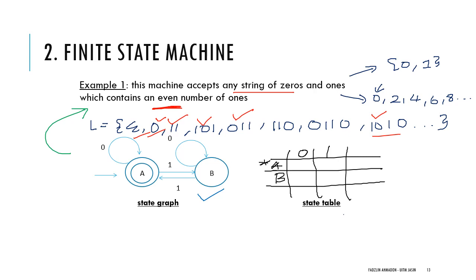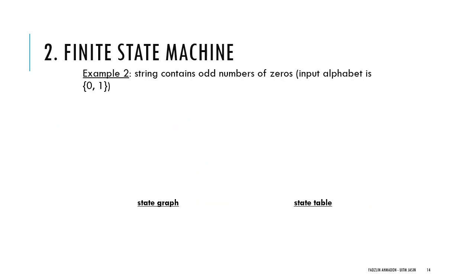Next we need to translate the state transition function. Let's take a look at state A first. A to 0 goes back into A, so I'm going to put A here. A to 1 goes to B. Next, let's take a look at B. B to 0 goes back into itself, B. And B to 1 goes to A. So this is our state table. If you see clearly, there is no empty cell inside the state table, which means this is a deterministic finite automata.